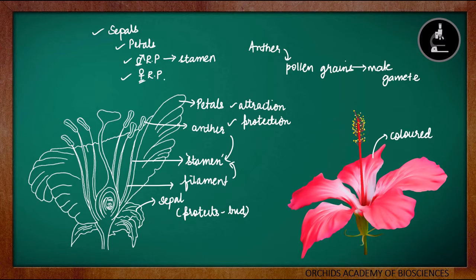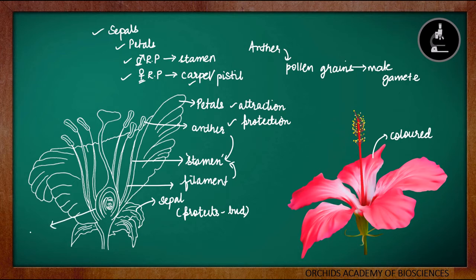Coming to the next one, that is the female reproductive part. The female reproductive part is called carpel. It is also called pistil, but it is not always correct to use the word pistil because sometimes the meaning can change. So for the safer side, we can always use the word carpel instead. More or less the meaning is the same, but to be on the safer side, we can use the word carpel itself. So the female reproductive part, which is called a carpel, is made up of three parts.